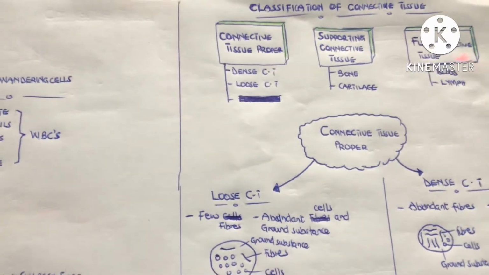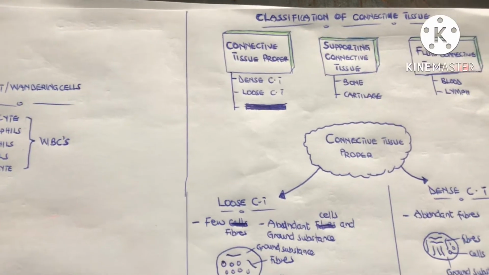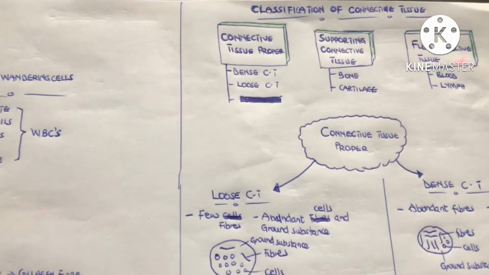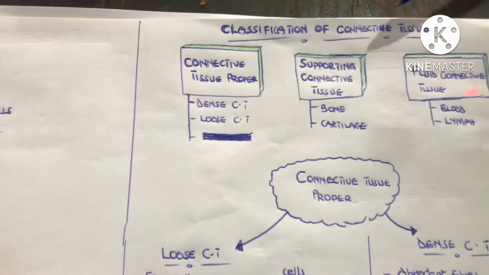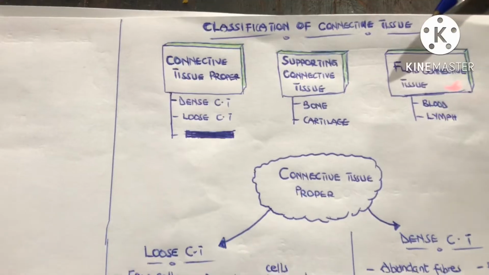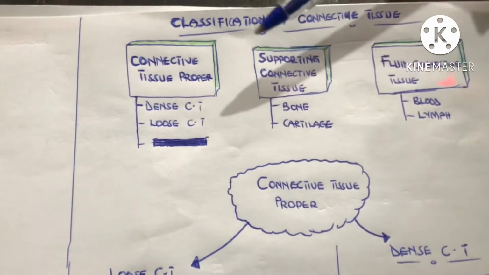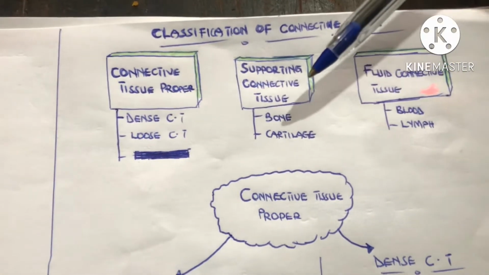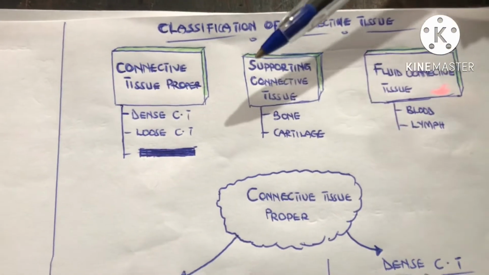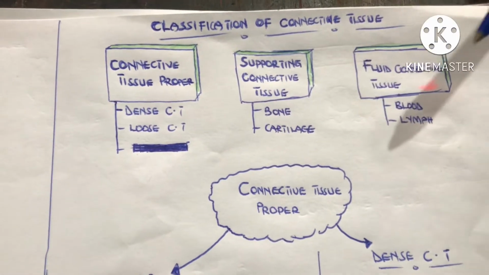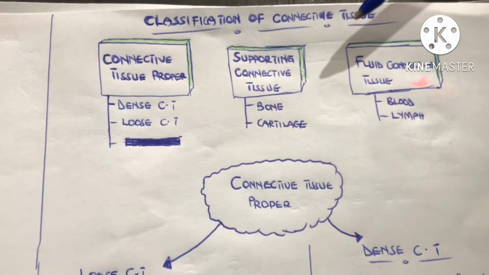So guys, in our previous video we looked at the introduction of connective tissue. We talked about the components of the connective tissue and we looked at them in detail. So now I want us to look at the classification of what? Connective tissue. When you take the connective tissue, it is divided into three main types. We have the connective tissue proper, the supporting connective tissue, and the fluid connective tissue. So the connective tissue proper, the supporting connective tissue, and the fluid connective tissue come together to form the classification of the connective tissue.